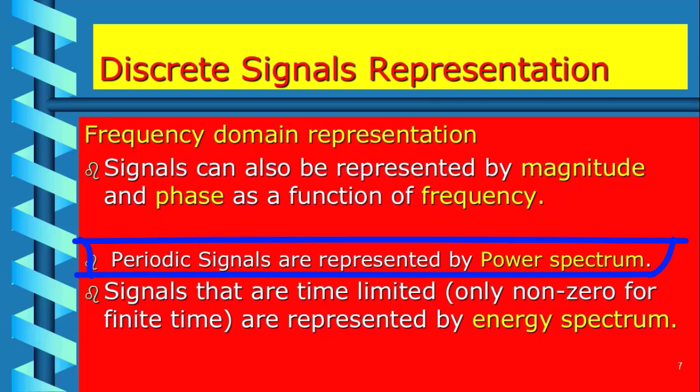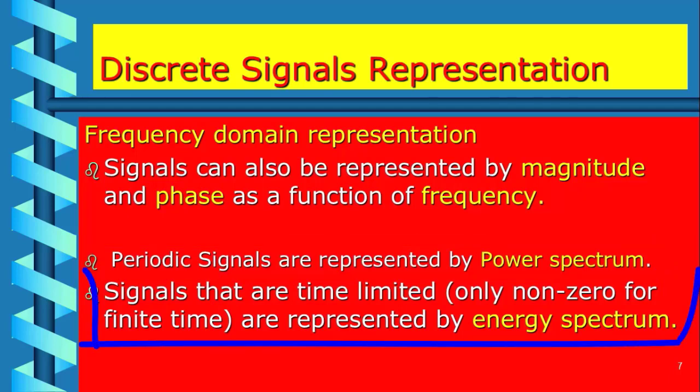Periodic signals are signals which repeat themselves after some period n. They are represented by the power spectrum. Signals that are time limited, only non-zero for a finite period of time, are represented by the energy spectrum.